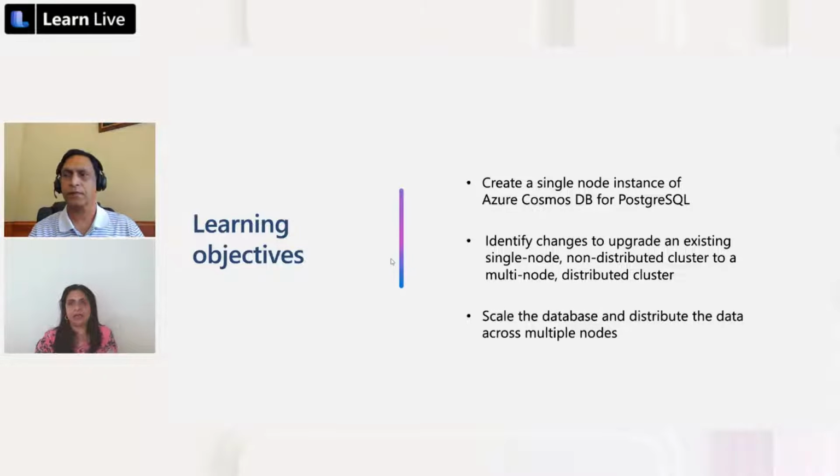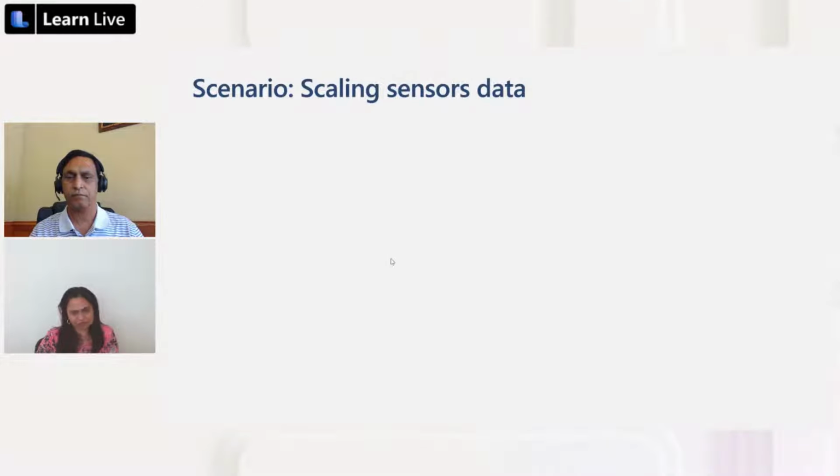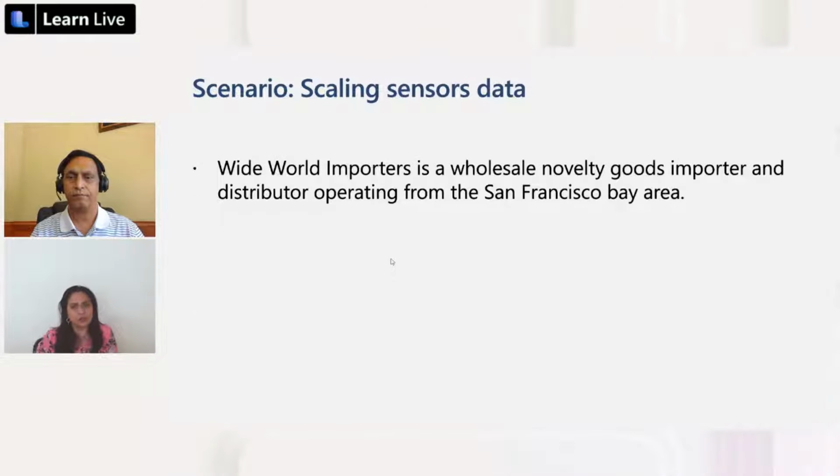Together, Srini and I are going to walk you through a scenario and an exercise where we'll better explain these concepts. In this scenario, we have Worldwide Importers, a wholesale novelty goods importer and distributor operating in the San Francisco Bay Area. They're local, with very few wholesale stores, and now they're thinking of expanding. If it works well, they'll expand not only within San Francisco and the USA, but also convert into an international importing and distributing operation.